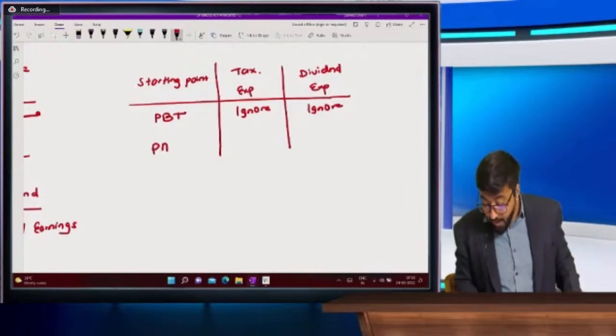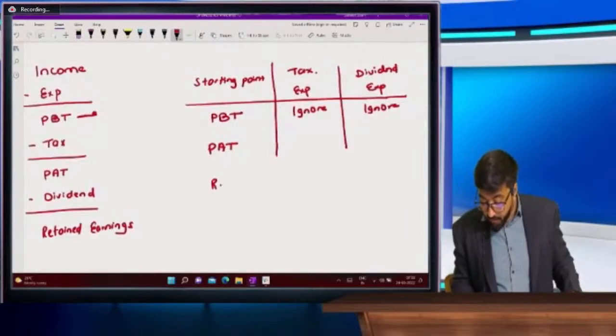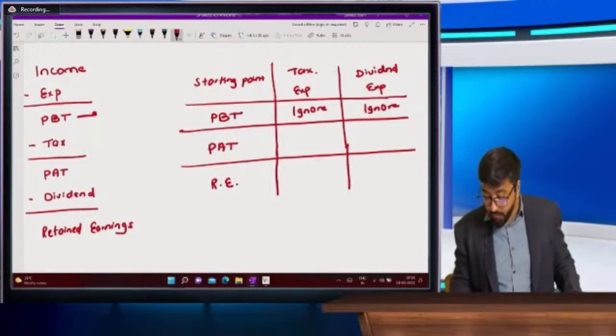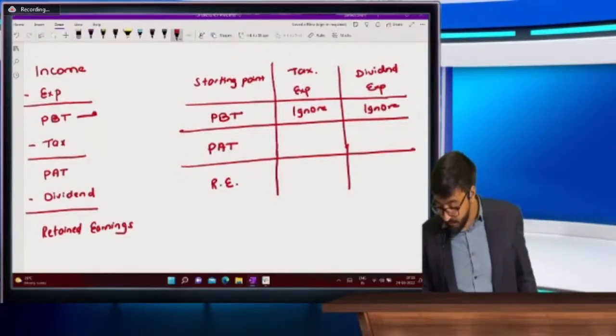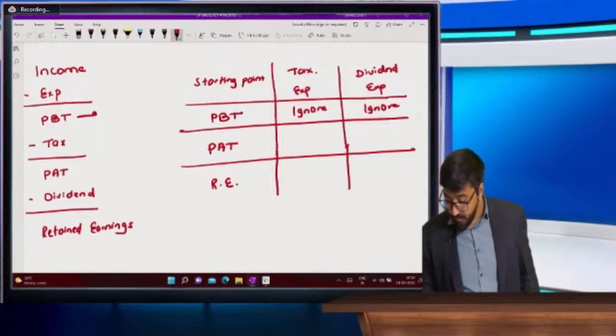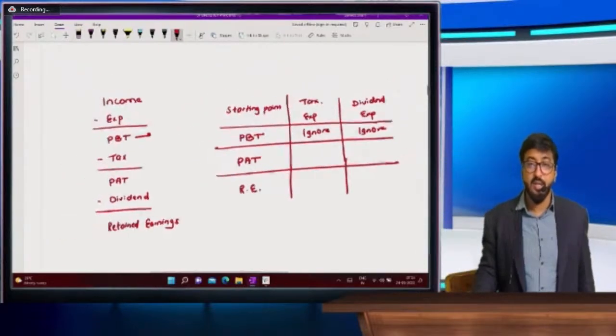Then if you start with profit after tax, now you only tell me, if I start with profit after tax and if I start with retained earnings, what am I going to do? Yes. Now you tell me in the comment section. Should I add back? Yes, Prabhas ji. Chalo everyone, give the answer. It is very very important.